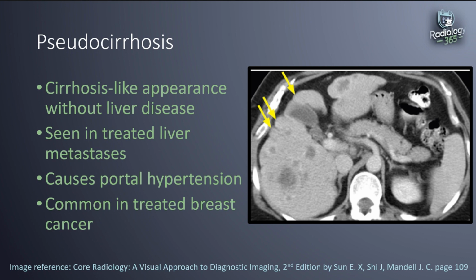So this image is a case of pseudocirrhosis due to multiple treated breast cancer metastasis. It's a contrast-enhanced CT which shows numerous hypoattenuating hepatic lesions with a markedly nodular external hepatic contour, pointed to by these arrows, that resembles cirrhosis. Liver function in this patient remained normal.